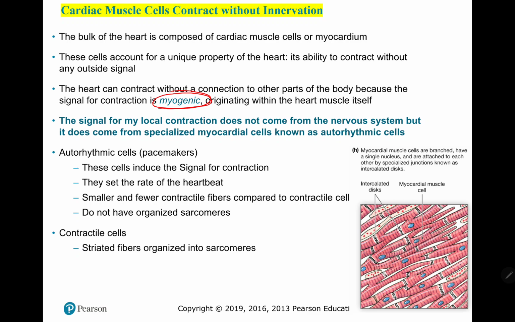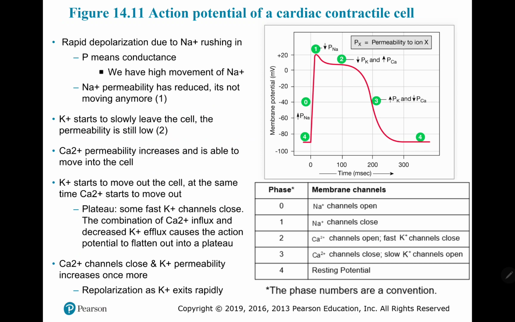The signal for that local contraction doesn't come from the nervous system, but from specialized myocardial cells known as autorhythmic cells. Those are your pacemaker cells. These cells induce the signal for contraction. They're going to set the rate of the heartbeat. And then we have these contractile cells, which are the muscle cell fibers.